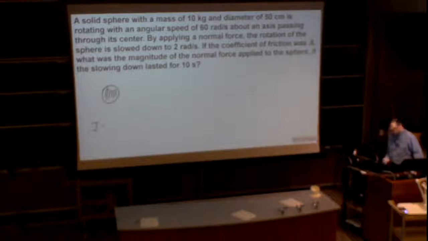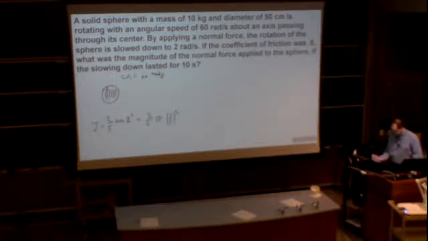More importantly, to describe the fact it's a sphere, we can immediately write the coefficient 2/5 for the moment of inertia of a sphere. And if we want to, we can calculate it immediately because we know the mass, 10 kilograms, the distance, 1/2 meter. Okay, and the initial angular velocity is equal to 60 radians per second.